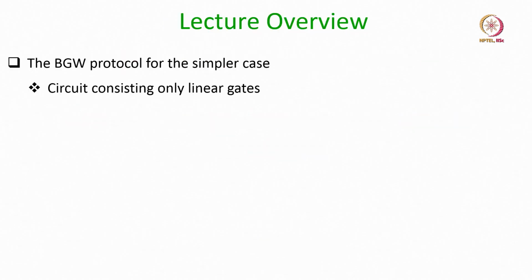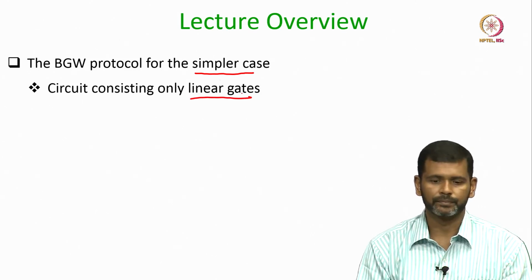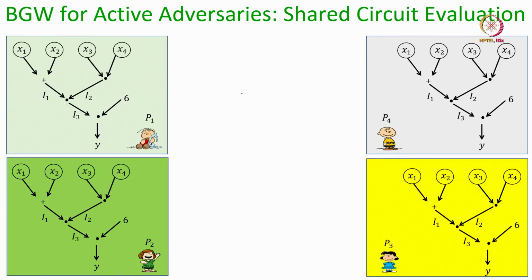So, in this lecture, from this lecture onwards, we will start discussing the BGW protocol for perfectly secure MPC. We start first with the simpler case, namely when the underlying function is represented by a circuit consisting of only linear gates. Let me quickly go through the idea behind the BGW protocol, namely the principle of shared circuit evaluation.